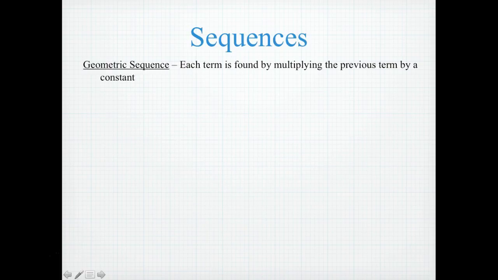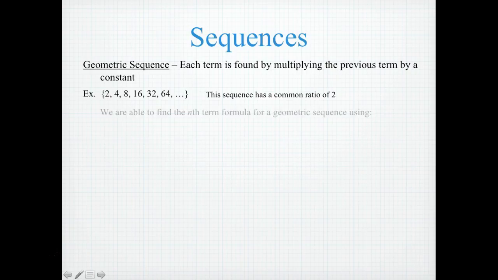Next, we're going to learn about a geometric sequence. In a geometric sequence, each term is found by multiplying the previous term by a constant. So for example, we have the sequence 2, 4, 8, 16, 32, 64, and that continues on infinitely. In this case, if you take the previous term and multiply it by 2, you will produce the subsequent term. So this is a geometric sequence that has a common ratio of 2 because you multiply each term by 2.